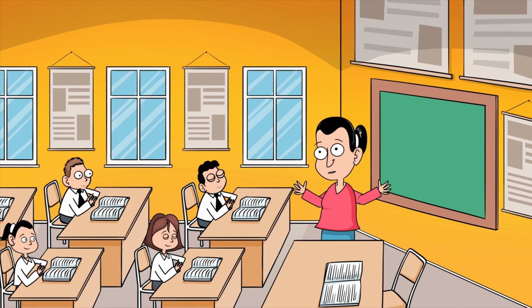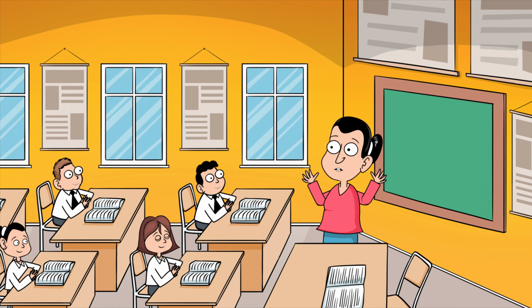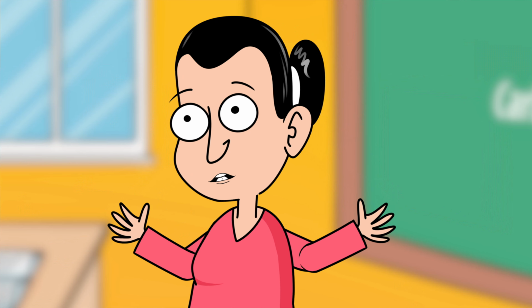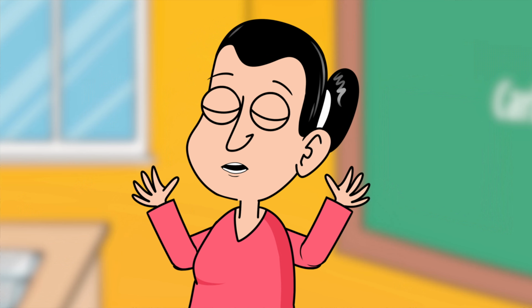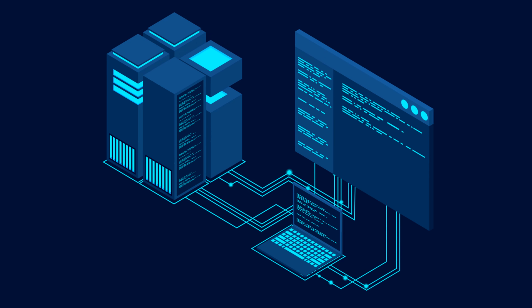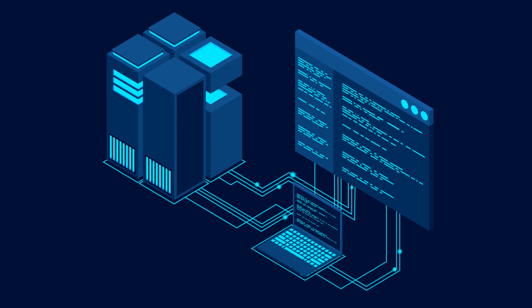Today, we are going to talk about databases. A database is an organized collection of related data. It helps us store, manage, and retrieve information efficiently. Think of it as a digital filing system.